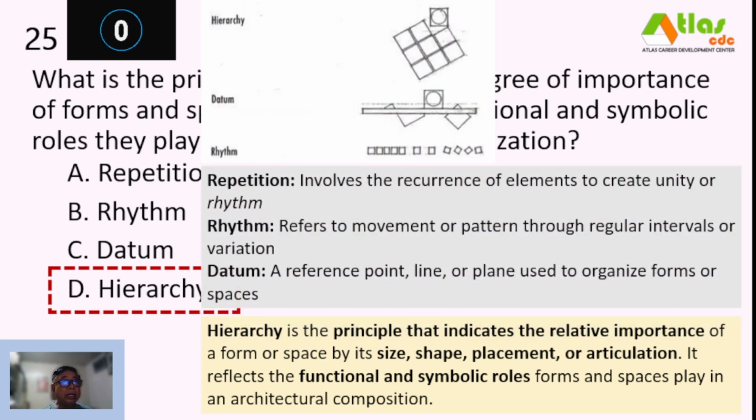Repetition involves the recurrence of elements to create unity or rhythm. And rhythm refers to movement or pattern through regular intervals or variation. And datum is a reference point, line, or plane used to organize forms or spaces.